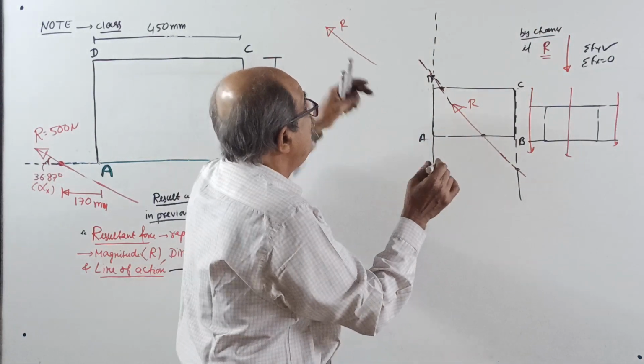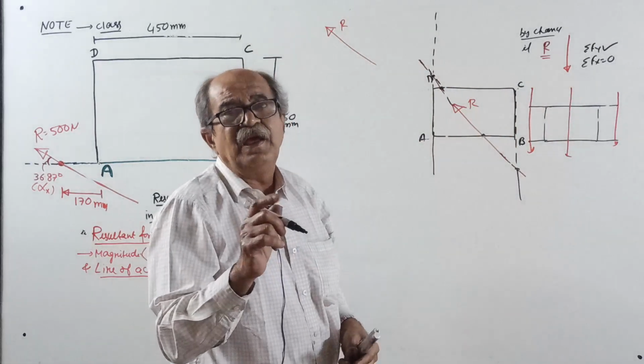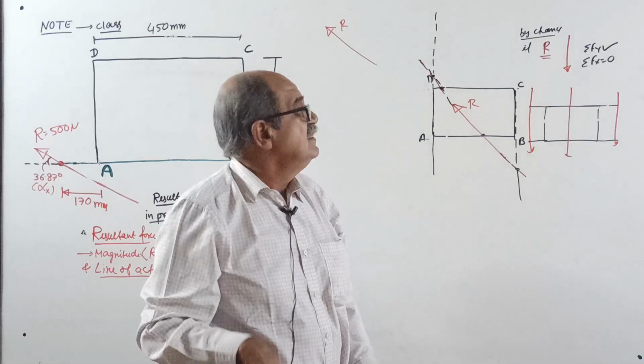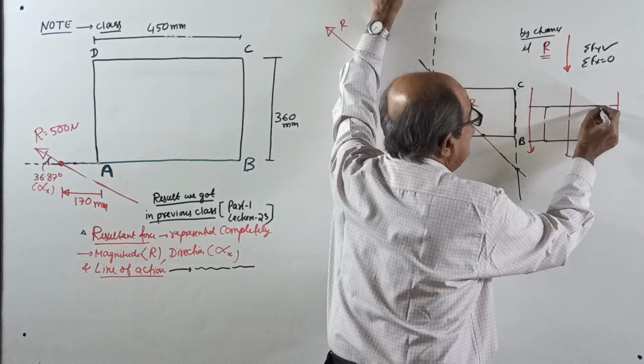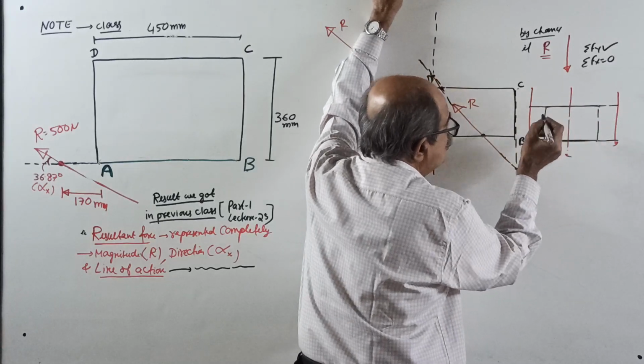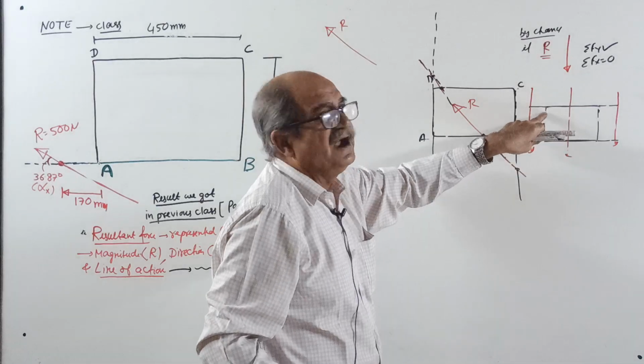Okay. Same way. So, therefore, in this case, when you mark the unknown point, you should mark either along this line or along this line. You should not mark along these two lines. Why? Because the resultant will not cut a vertical line.